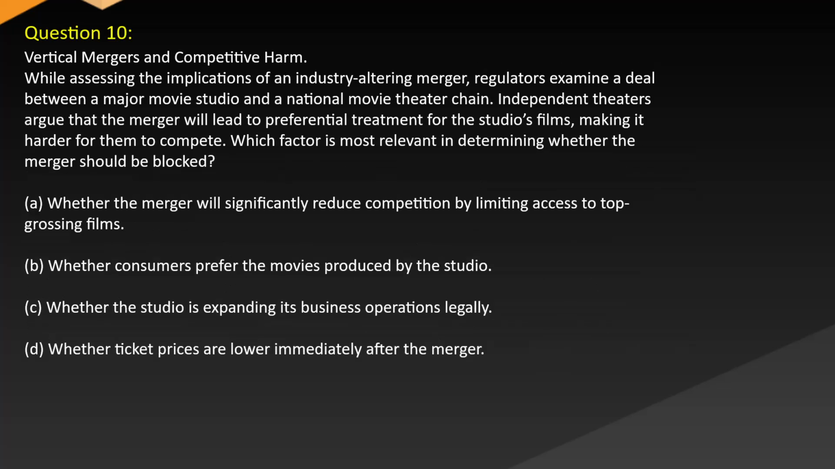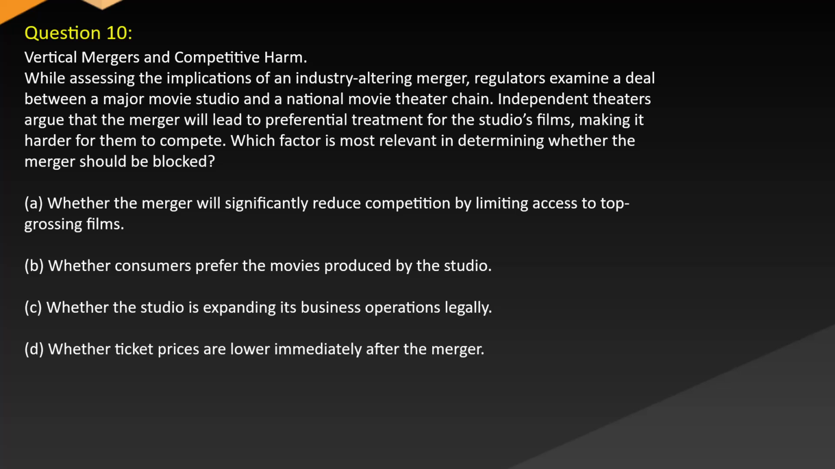Question 10. Vertical mergers and competitive harm. While assessing the implications of an industry-altering merger, regulators examine a deal between a major movie studio and a national movie theater chain. Independent theaters argue that the merger will lead to preferential treatment for the studio's films, making it harder for them to compete.